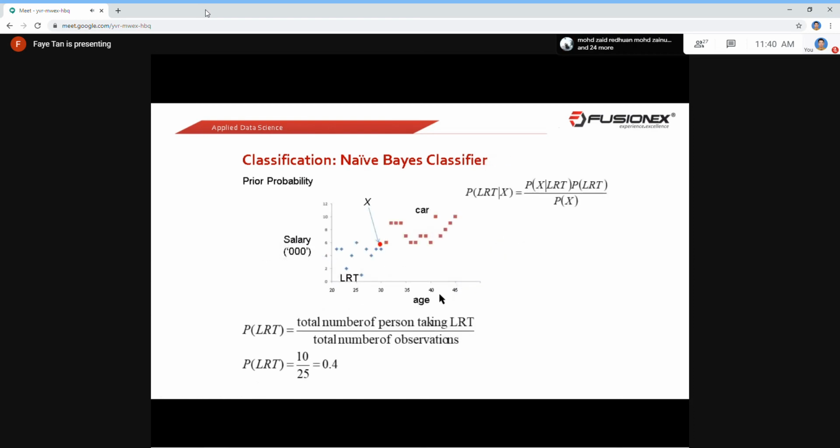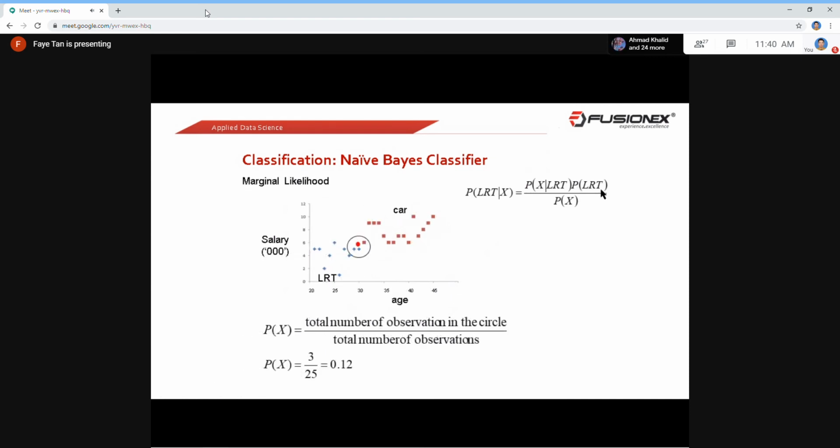So you come back to this diagram with all the data. The probability of LRT is very easy to calculate. We just count how many LRT out of the total number of observations. The total number of LRT, you just count how many blue dots: there are 10, out of a total of 25. So it's very easy to get the probability of LRT. So this one is done.